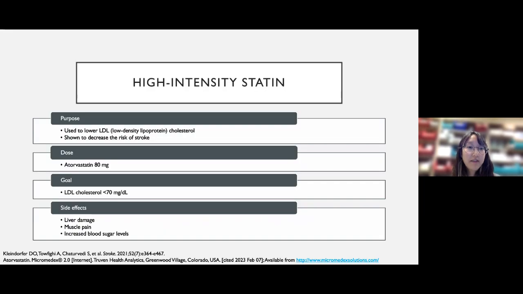Now, the purpose of this class of medication is to lower your LDL cholesterol, and it's also been shown to decrease the risk of stroke. So as I said before, the recommended statin is atorvastatin at a dose of 80 milligrams by mouth daily. The goal LDL cholesterol level we're aiming for is less than 70. And of course, there are side effects associated with this medication, which may include liver damage, muscle pain, or increased blood sugar levels.